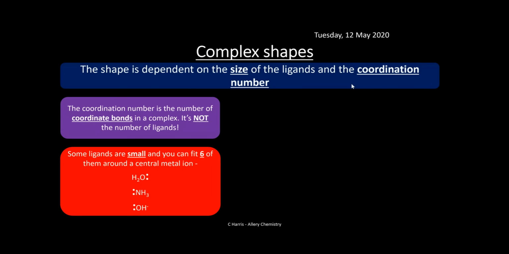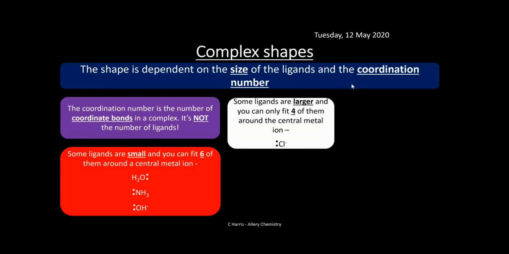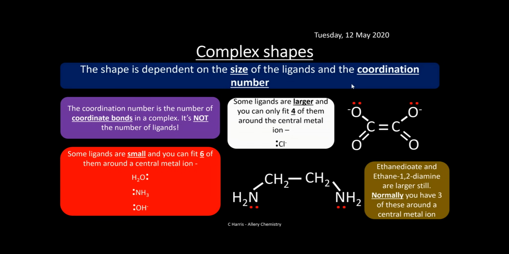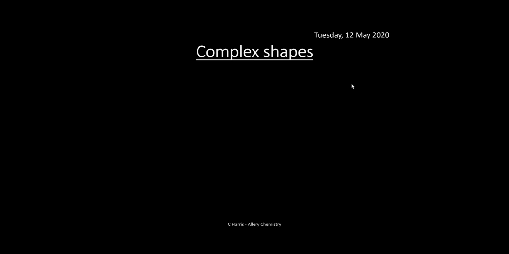So this is exactly the same, except this is to do with the size of the ligand around the transition metal ion. So some ligands, like we say, are larger. Chloride ions are larger, Cl-. Your water, ammonia, and hydroxide are smaller ones. Now, ethanedioate and ethane-1,2-diamine are larger still, and normally we can only fit 3 of these around a central metal ion. So the size of the ligand does have a strong influence on the coordination number, and obviously how that's structured, the shape of it as well.